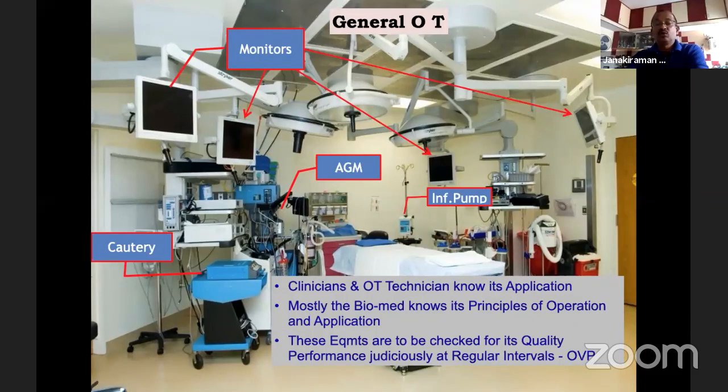These equipments are to be checked for their quality performance judiciously at regular intervals, which is called the OVP, Operation Verification Procedure. This is available in all manuals, especially the user manual. These machines are to be tested. The clinicians and surgeons take it for granted that these machines are working perfectly. And if they are not working, it's a different scenario. If they are partially working, it is a dangerous scenario.